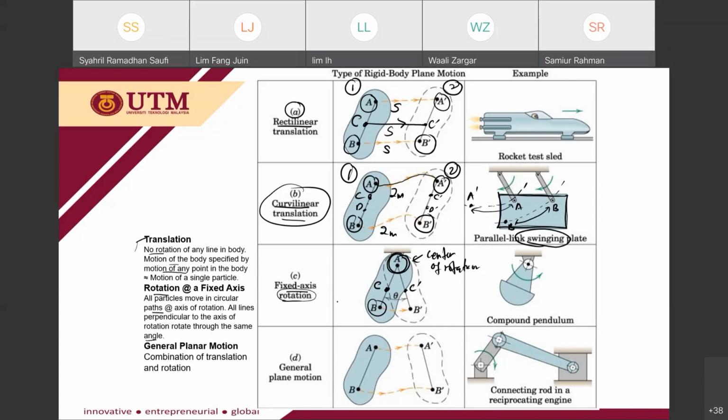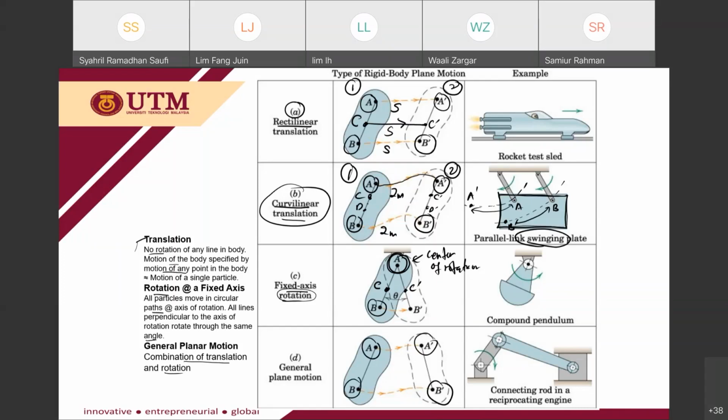All right. The third one is a complex motion, which is a general plane motion. We can say that the general plane motion is a combination of translation and rotation. If you look at this example, point A moves to A prime, and B moves to B prime. We can see that the distance covered by point A to A prime and B to B prime is not the same.